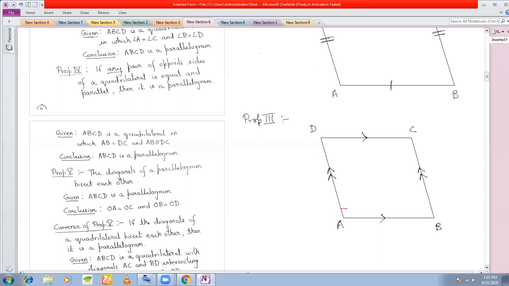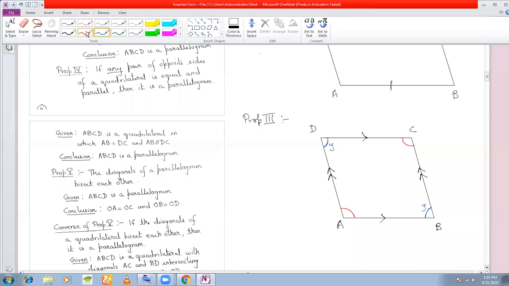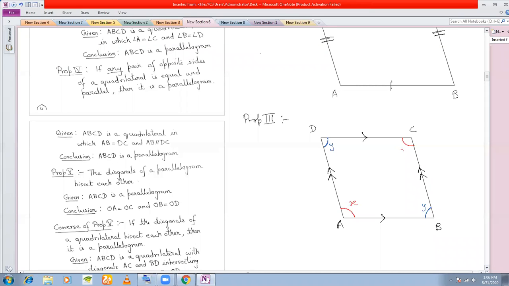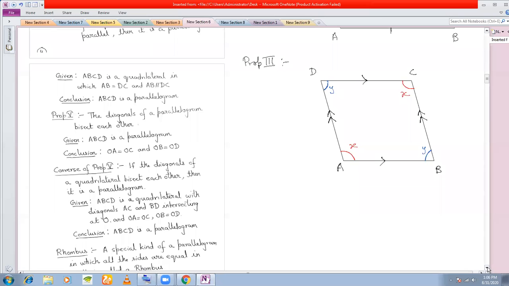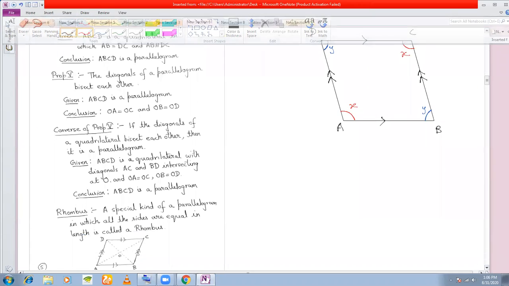What are the opposite angles? These two angles must be equal. Also, these two angles must be equal. So if you have these two angles as y, these two must be y, and these two must be x. This property you have already done in your class 8, but the converse of this property is important. In fact, in all the properties that I give you here, the converses of all the properties are important here. Converse of property 3.